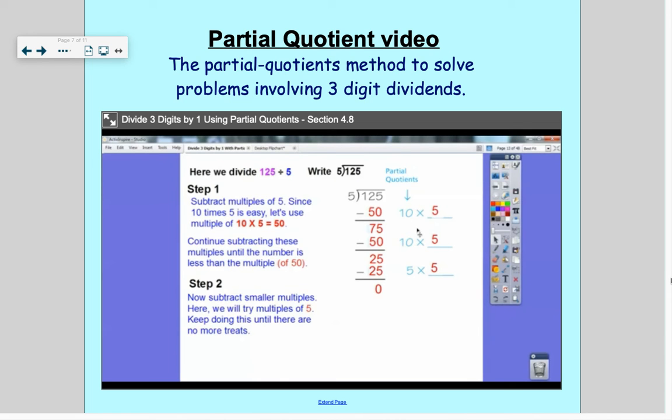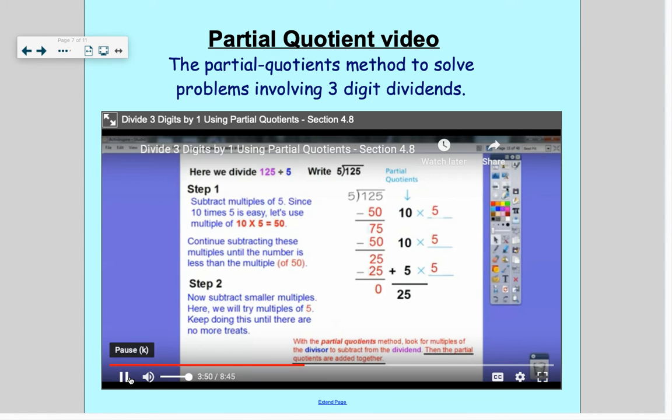All right, so here are the directions that I had written before that didn't make much sense. Okay, so with partial quotients, we look for multiples of the divisor, which was multiples of 10 times 5, and my 5 was my divisor, and we subtracted them. We kept subtracting, subtracting, subtracting. Then we add these partial quotients together. So I'm going to add these numbers together. So 10 plus 10 is 20, plus 5 is 25, and then that's my answer. The answer is going to be 25.